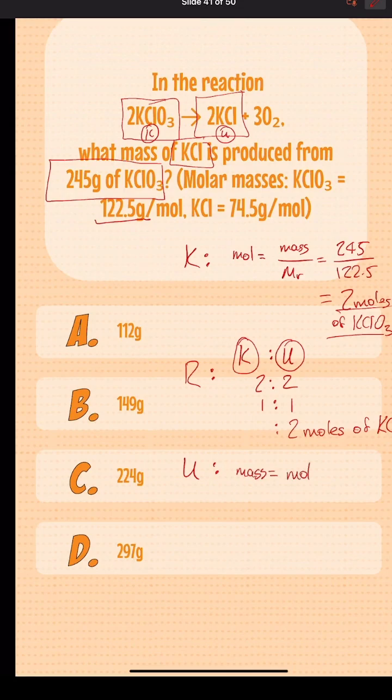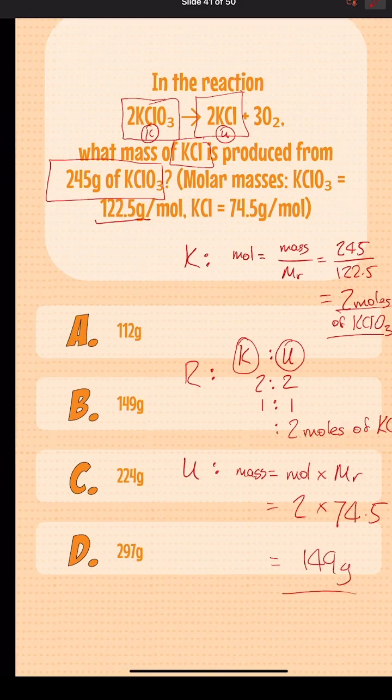If you've got the answer already, just type it in the comments. Let me know. So we do 2 times the Mr. This time we want the Mr of KCl. People are picking B. That is the right answer. 2 times 74.5 is equal to 149 grams. Yes, the answer is B.